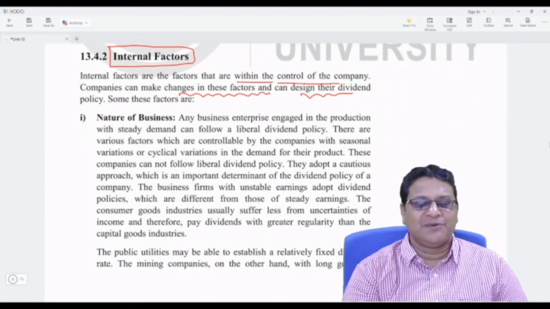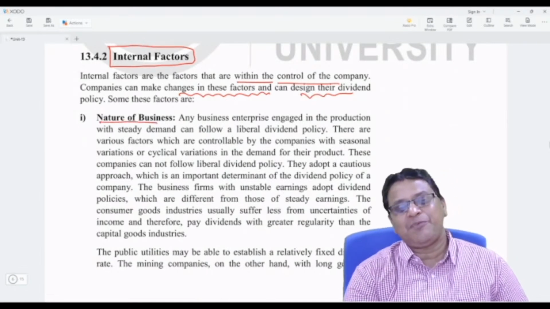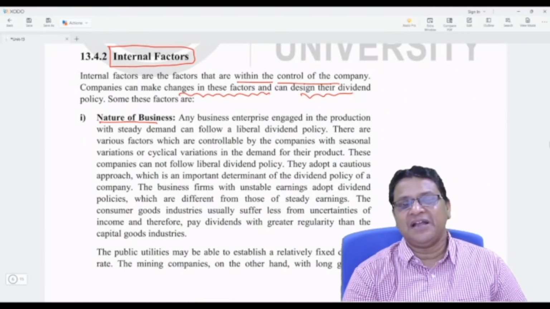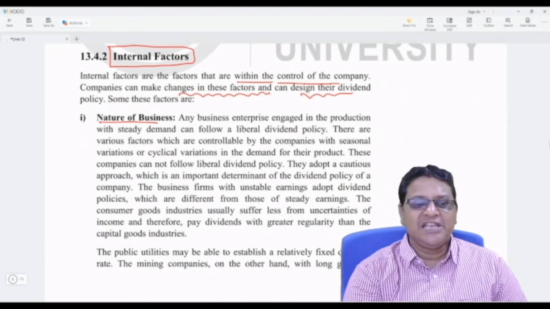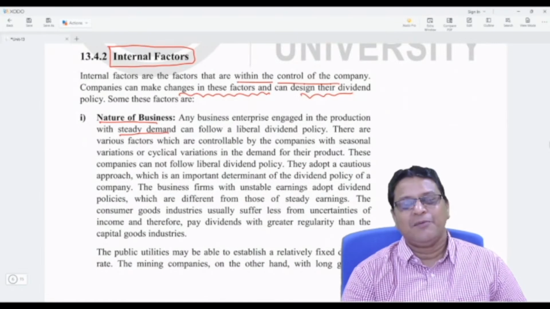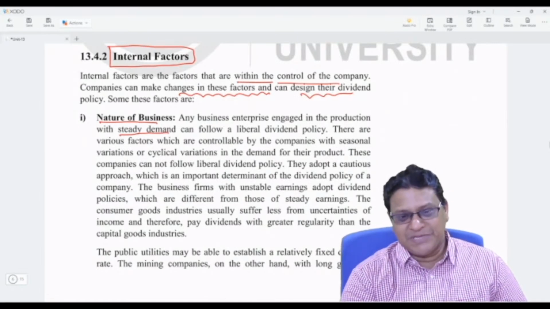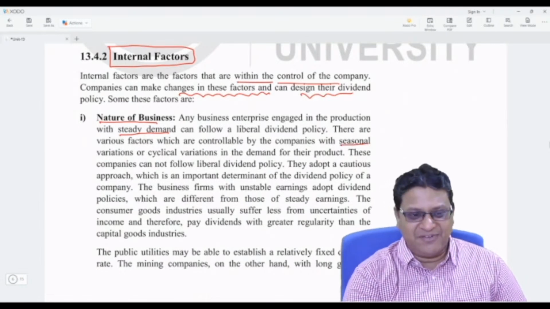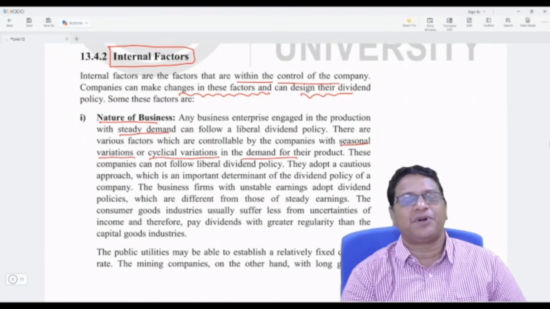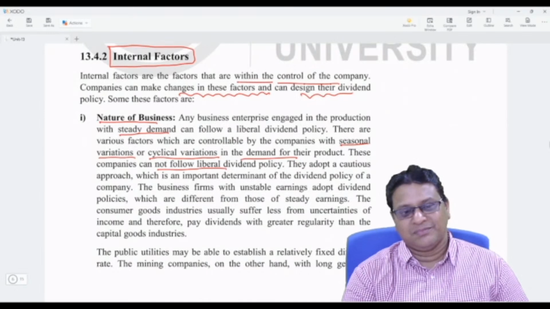The first internal factor is nature of business. What type of business you are doing, that affects the dividend policy. Now please see, if in your business there is a steady demand, then you can follow a liberal dividend policy. But if in your business there is seasonal variation or cyclical variation in demand for the product, then a liberal dividend policy cannot be followed.